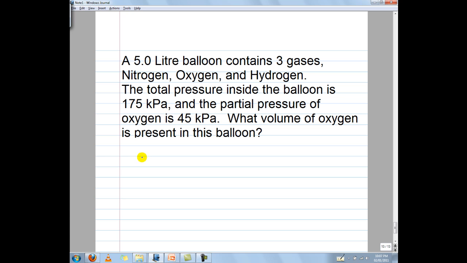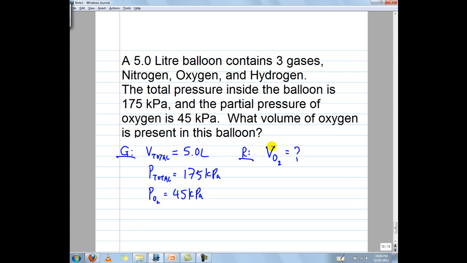So let's try a sample question. First I'll start off with my givens. I'm given that a 5-liter balloon contains 3 gases. So at this point I know that the total volume of my balloon is 5 liters. V total equals 5 liters. It contains 3 gases, nitrogen, oxygen, and hydrogen. Now the total pressure inside the balloon is 175 kilopascals. So P total is equal to 175 kilopascals. It says the partial pressure of oxygen is 45 kilopascals. So the pressure of just the oxygen is 45 kilopascals. The question is asking me, required, what volume of oxygen is present in my balloon? V O2 equals what?